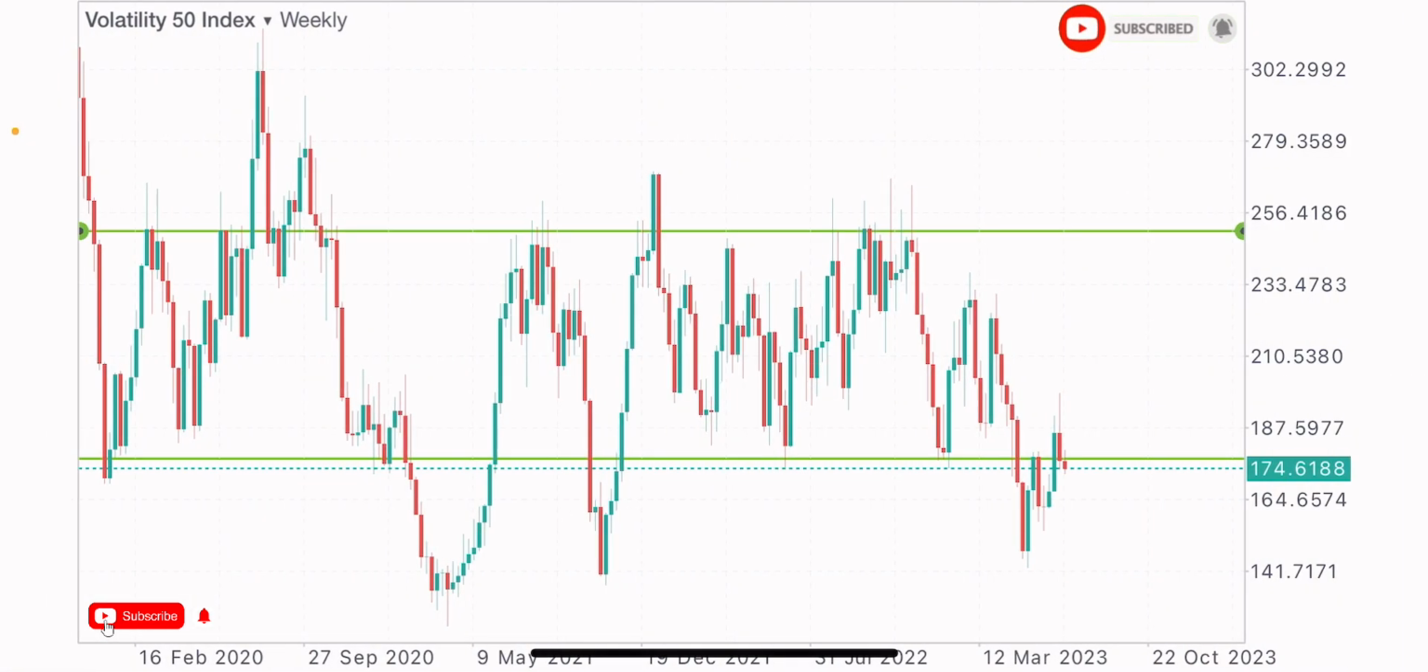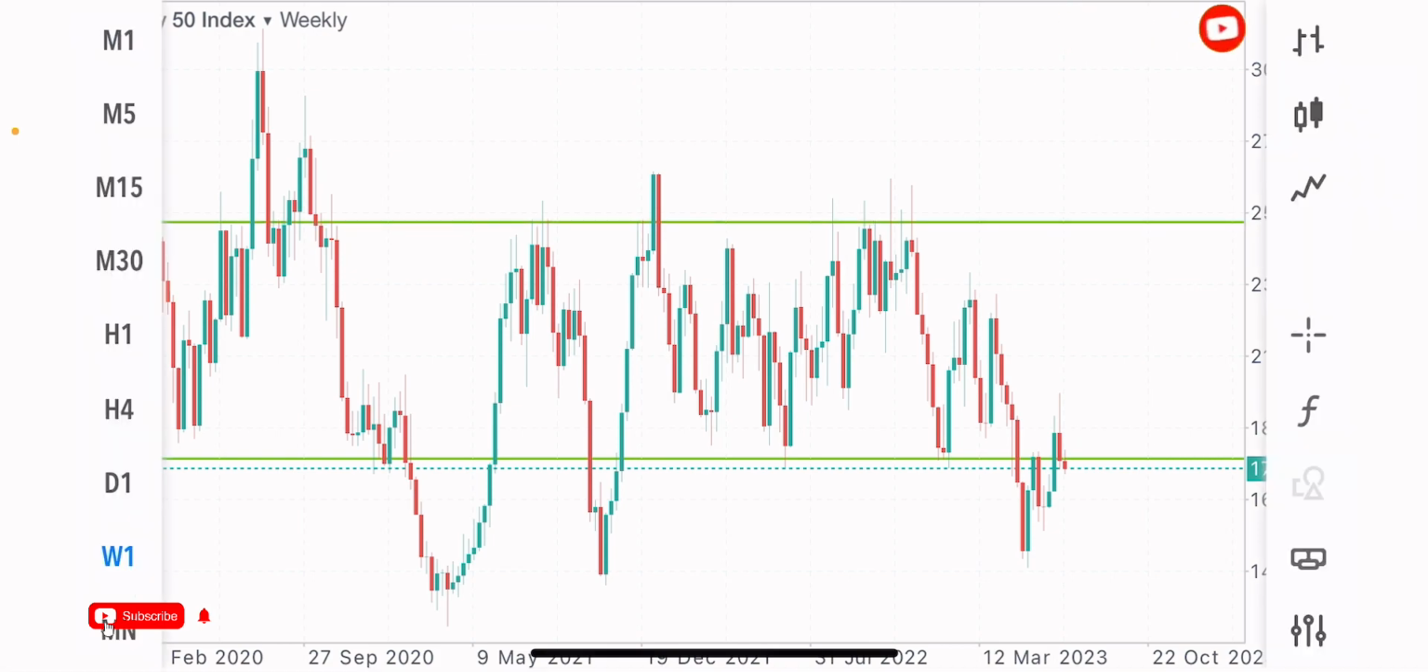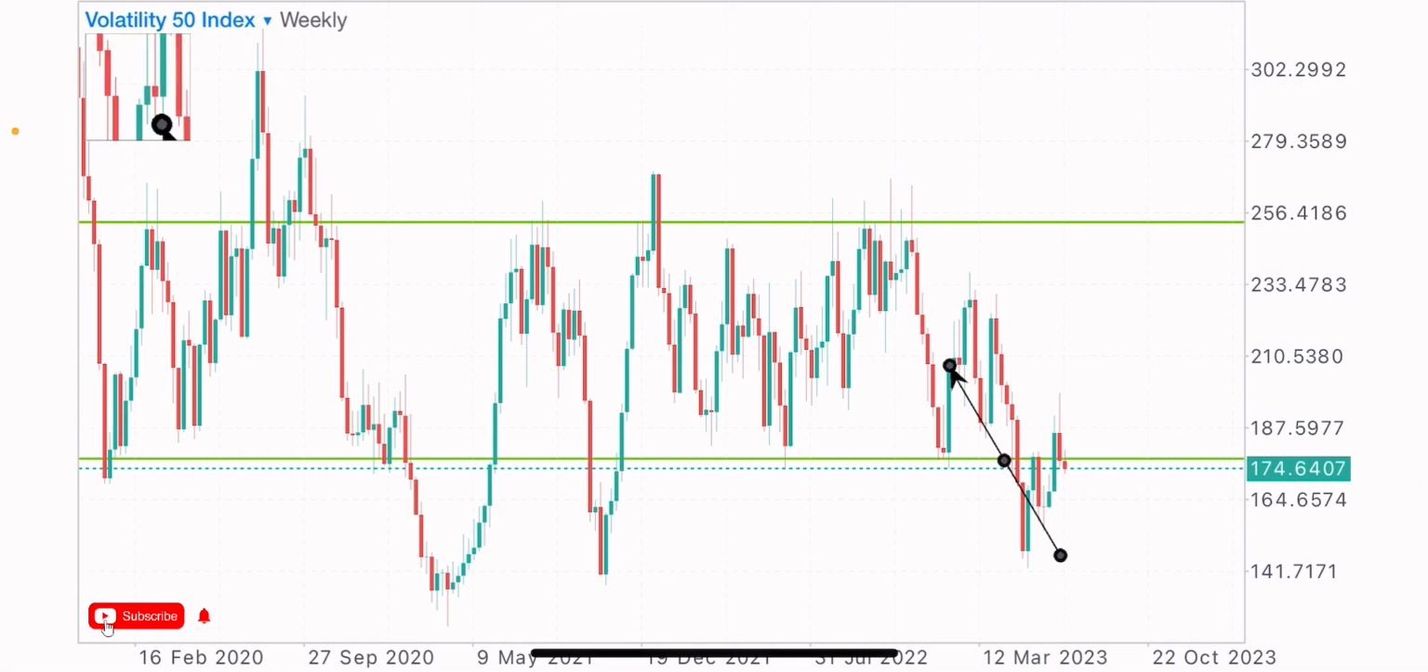So you have this level as a resistance level. The market has been consolidating for some time now on the V50 index, creating equal highs and equal lows. Finally, we got the market breaking below this level. A break and retest gave us a little sell. Now it came back to test this zone again. This is our broken support, now acting as resistance.